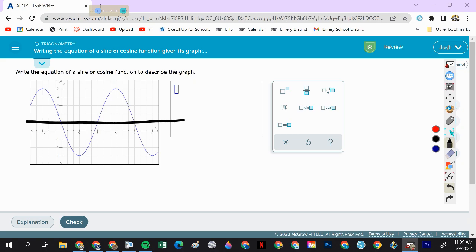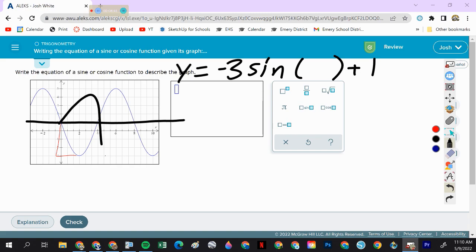Is this a sine graph or a cosine graph? It could be either, but the easiest one in this case is going to be sine. And the amplitude is 3, but the graph is upside down, so A is -3. Y equals -3 sine of something plus 1. Does everybody understand that? So normally sine looks like this, but this one's upside down, which is where the negative comes in. -3 sine of something plus 1.